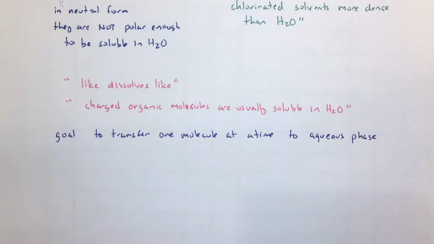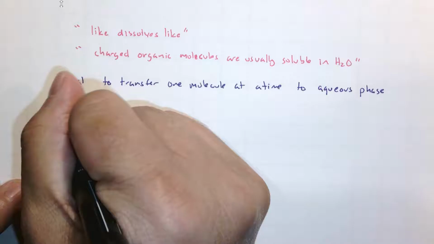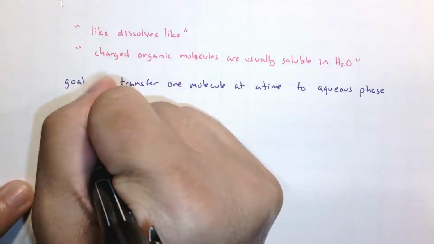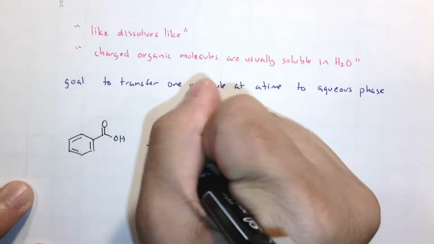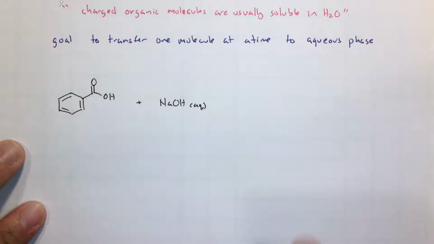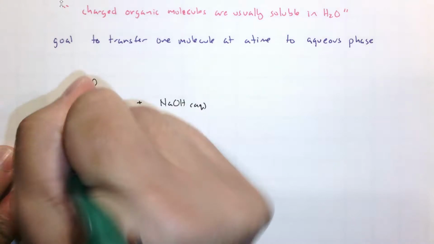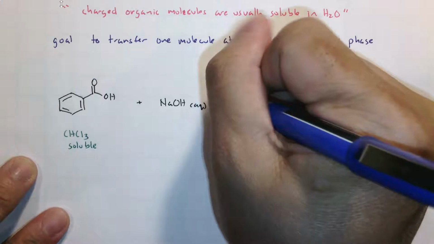Okay, where's the acid-base chemistry coming into play? Let's take a look at the first molecule. The first molecule is carboxylic acid, and we're going to use a common base, NaOH, plus NaOH, aqueous. Right now, this is chloroform soluble, CHCl3 soluble. Definitely not water soluble. Let me put a box here.